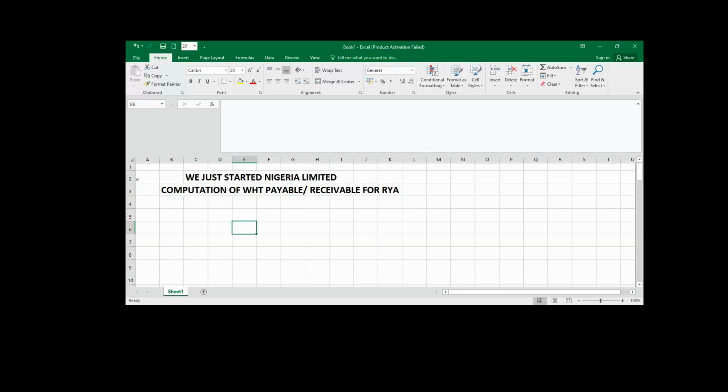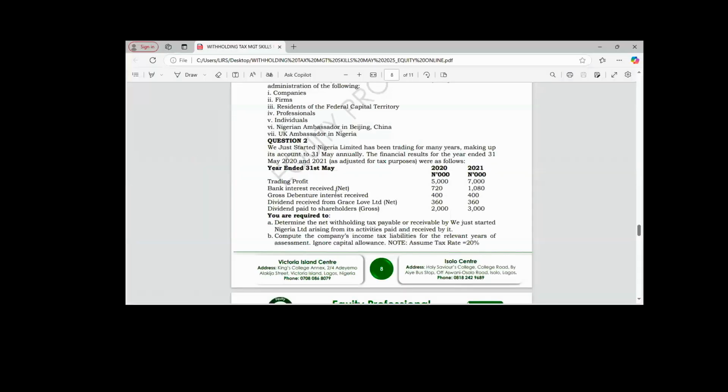Actual year basis. Withholding tax is on actual year basis. So we have withholding tax payable. And so let us look at the information one after the other.